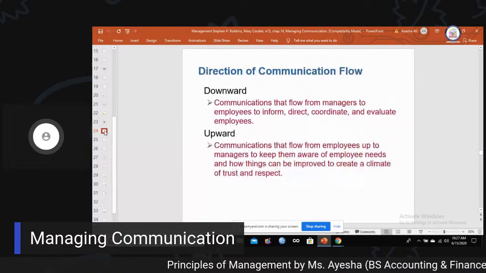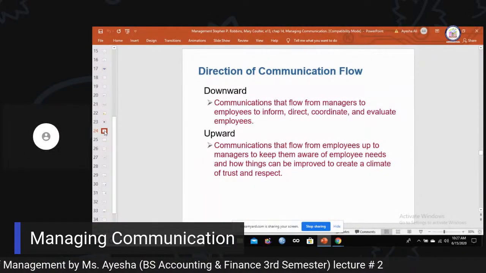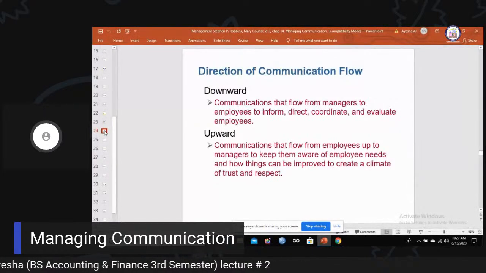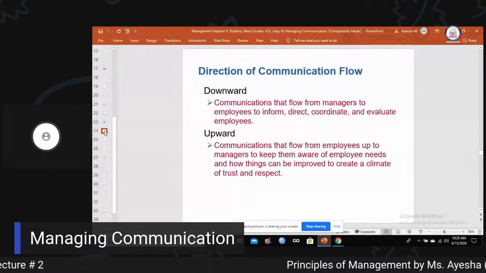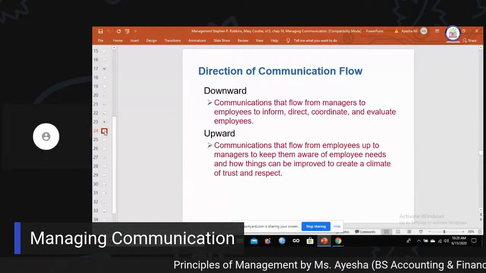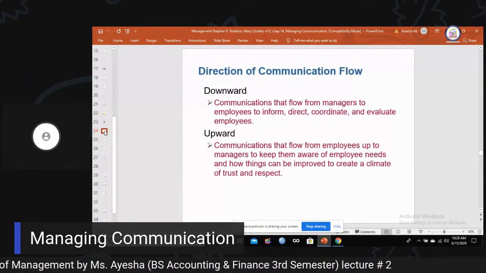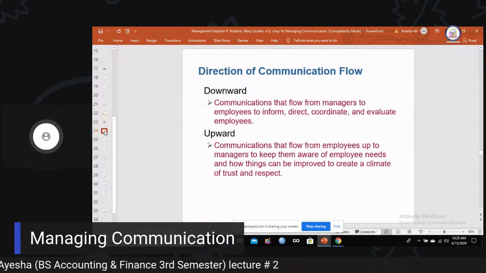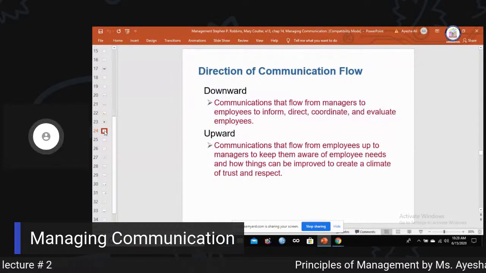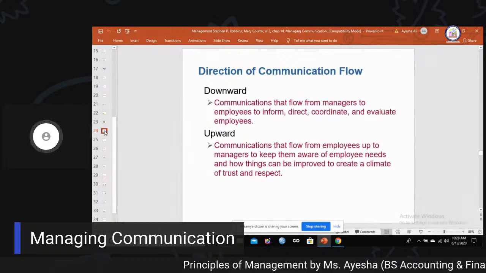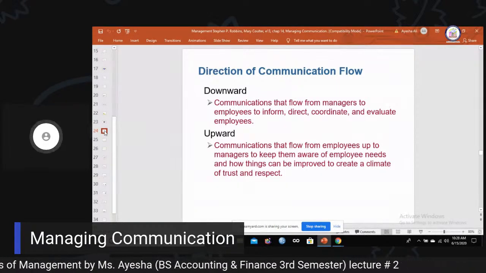Then we have the direction of communication flow. The first one is downward. Downward communication is the communication which flows from the manager to the employee, to direct, coordinate, and evaluate the employee. Basically, to give information, to give orders, to inform the employee, to guide them.